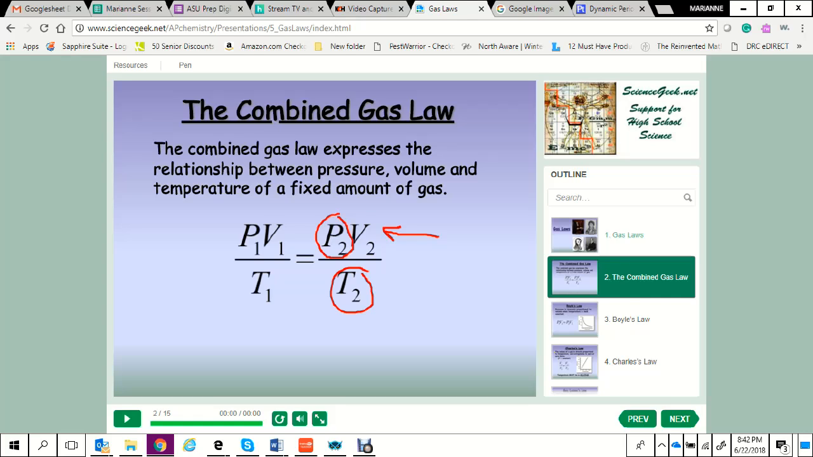Now, one thing we have to do is we have to make sure that the temperature is always in Kelvin. So we have to take Celsius plus 273 to convert it to Kelvin.